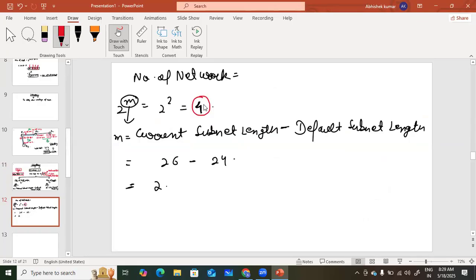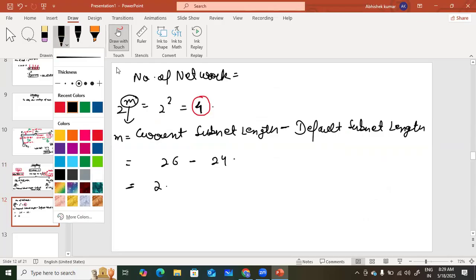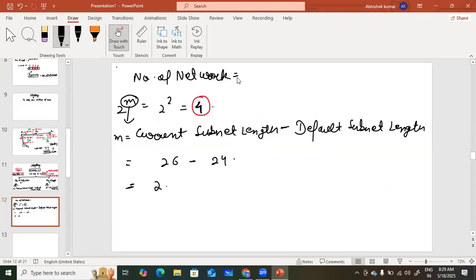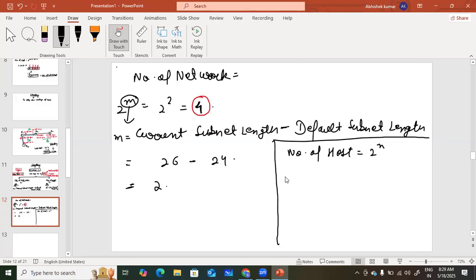Now, when I say 4 subnetworks, how many hosts do I have in each subnetwork? So how do we calculate that? Number of hosts. The formula is 2 to the power n. And to calculate n, it is 32 minus current subnet length.